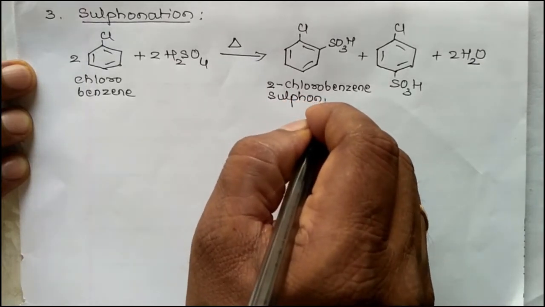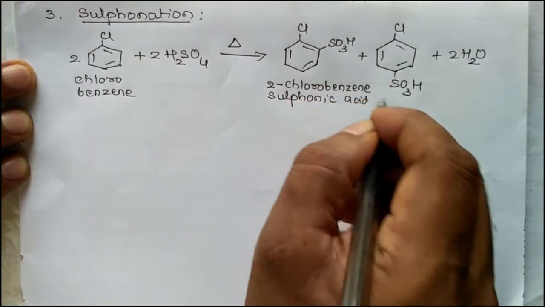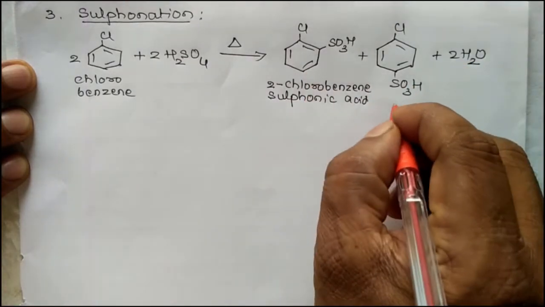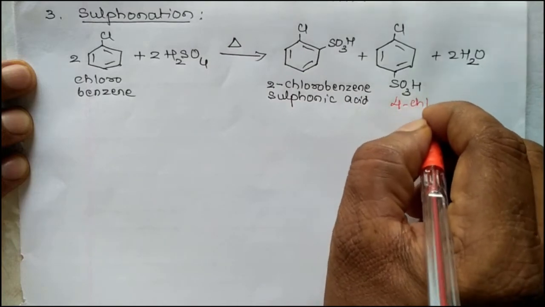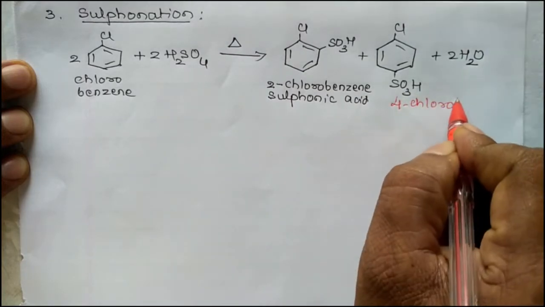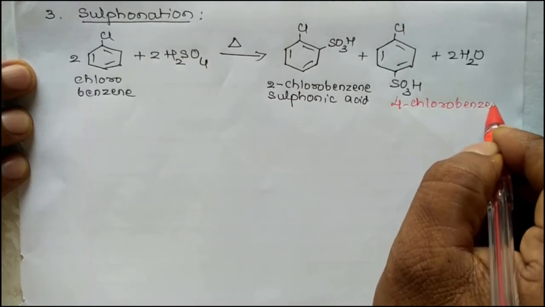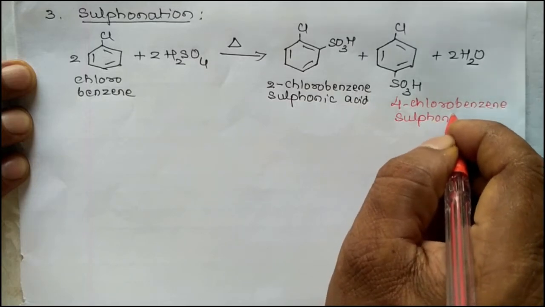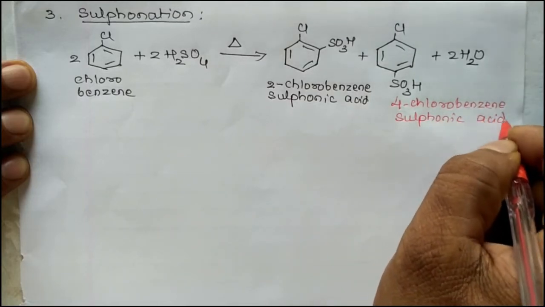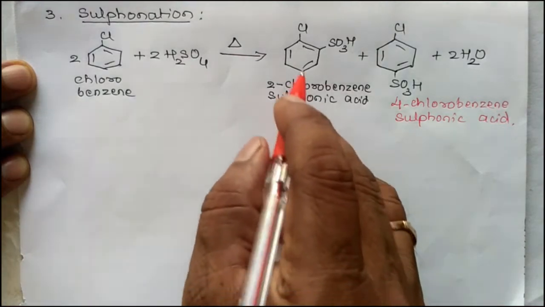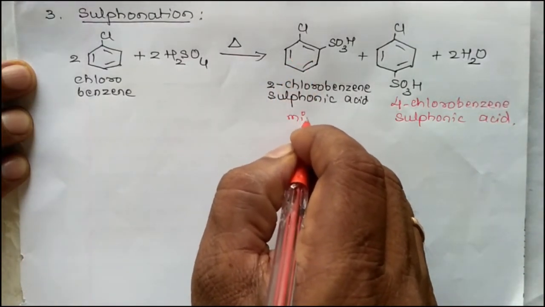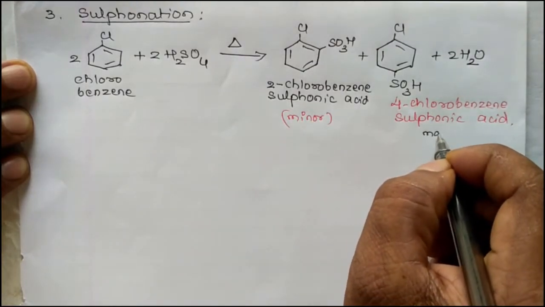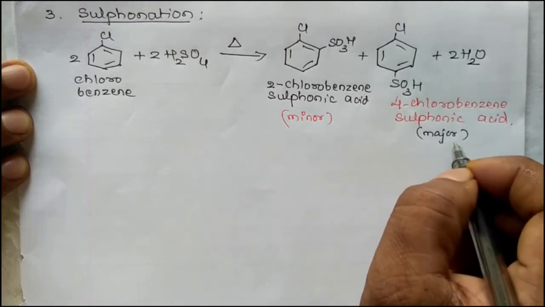and this is 4-chlorobenzene sulfonic acid. This is the ortho product, so this is minor, and this is the para product, which is the major product.